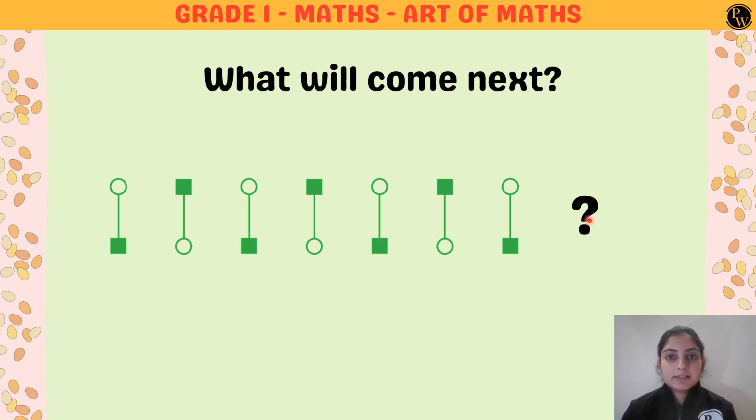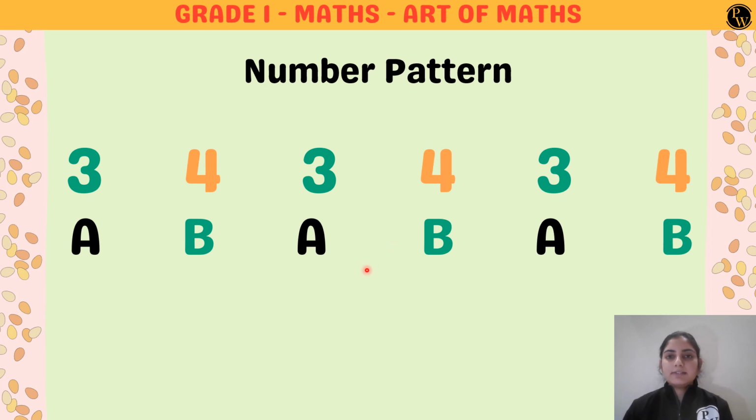Then what will come next? That is B. And what is B here? This shape, right? With the line. Correct. So the answer is this one. Well done. Now let's move further with our number pattern.